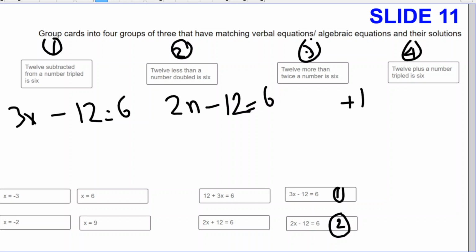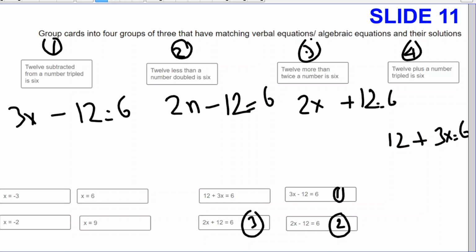So 2x minus 12 is 6, looks like this one down here. 12 more than, that's another flip word, so the plus 12 should be at the end. Twice a number, that's 2x, equals 6, and that would be that one there. And the last one, 12 plus a number. So 12 plus, this one doesn't flip, just the less than, the more than, subtracted from. A number tripled, so a number tripled is 3x. Equals 6, and obviously that had to be our right answer.